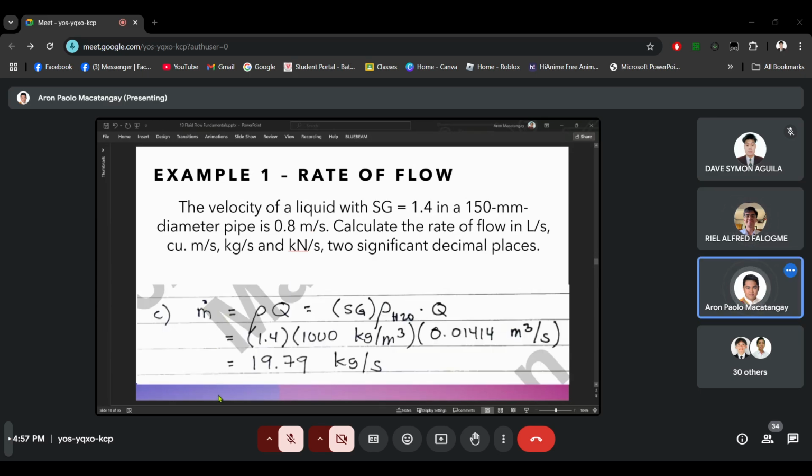Okay, so mass flow rate will be density times our existing volume flow rate. So 19.79 kilogram per second is our mass flow rate. So next naman po, so this is correct. Next naman po is how do we convert it to weight flow rate?